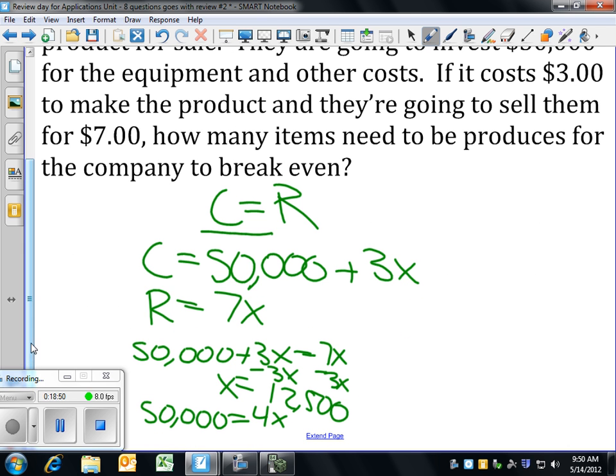What if I sell less than 12,500? What if I sell more? Yep, then I finally have a profit.